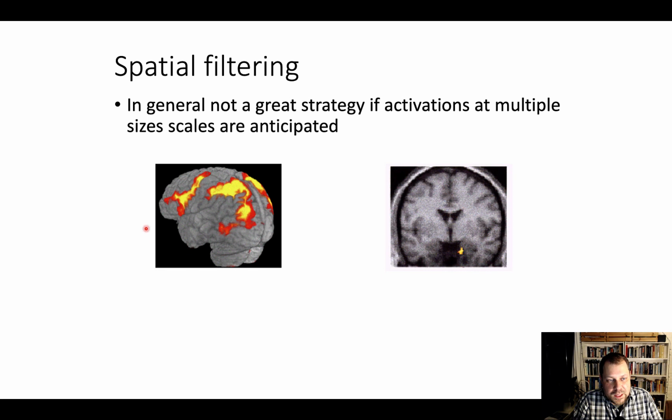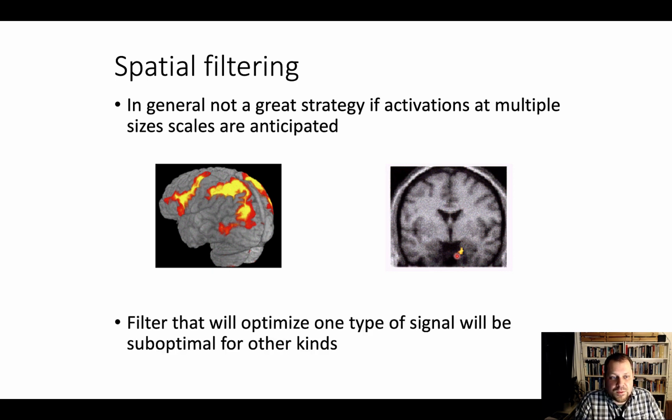So here's an example of how activations actually differ in cortex. You can see they're relatively large in cortex, and in subcortex, such as the amygdala here, they're relatively small. And again, different filter sizes will optimize one type of signal, such as a large filter will optimize this signal, whereas a small filter will optimize this signal. And as we've seen in one of the examples, optimizing one type of signal will be suboptimal for the other type of signal. So you might not observe anything in the amygdala if you use a large filter. So again, use a filter that provides a good trade-off of about 2 to 3 times the voxel size that you've used.